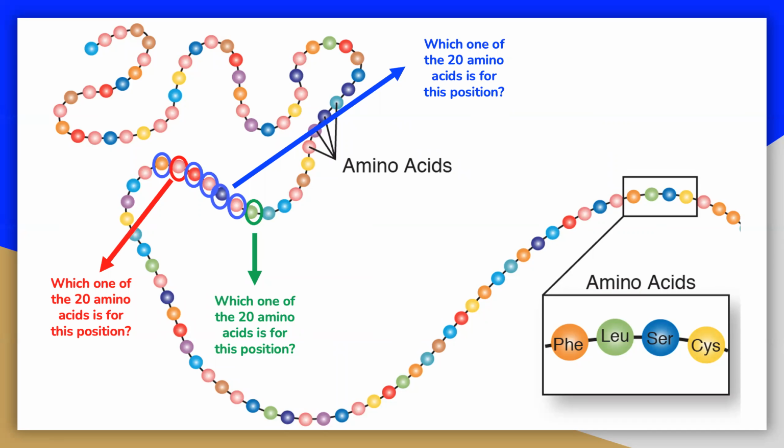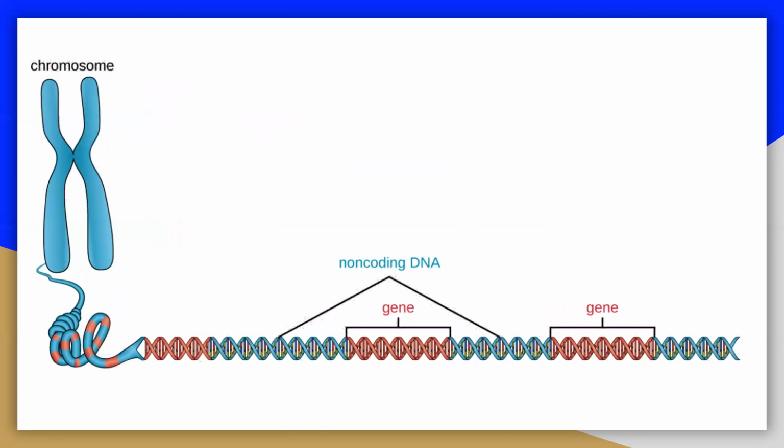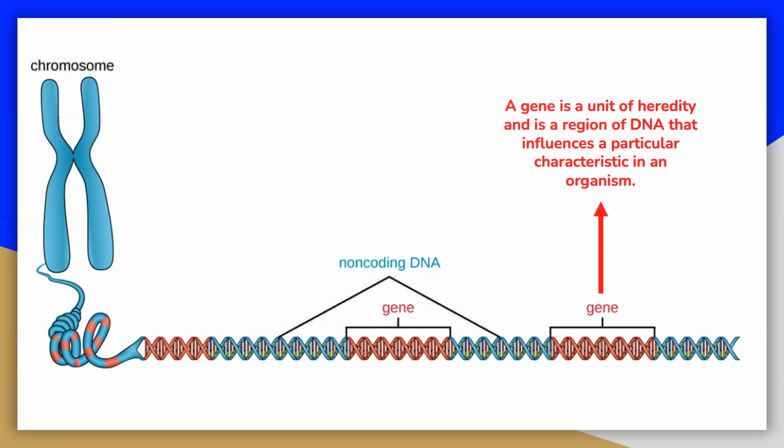This is the context in which we need to think and understand why DNA codes for proteins, but not any other macromolecule. DNA is the recipe that tells us the order in which amino acids must be chained together to make protein. In conclusion, DNA is the recipe for making proteins. The information carried by DNA is held in the sequences called genes. A gene is a unit of heredity and is a region of DNA that influences a particular characteristic in an organism. Genes only make a small portion of the DNA sequence.